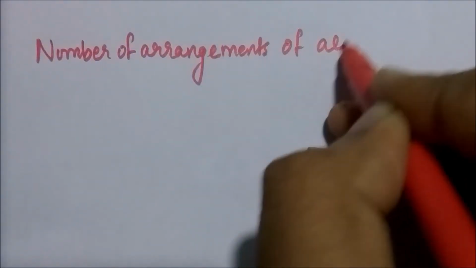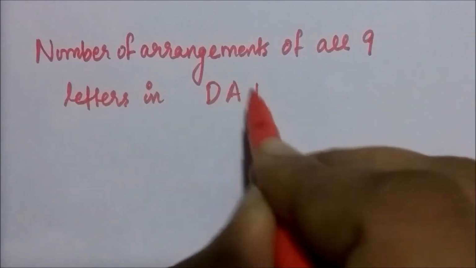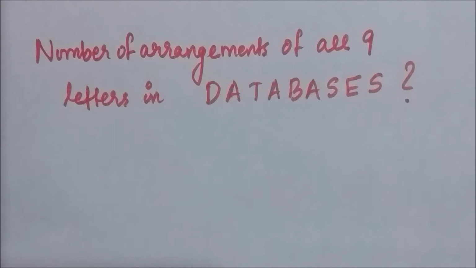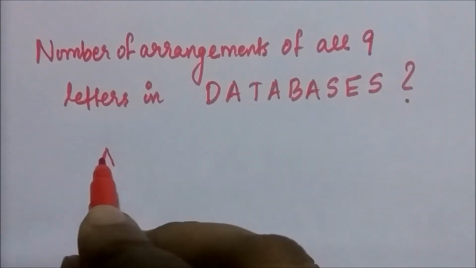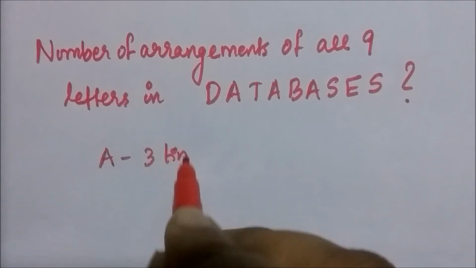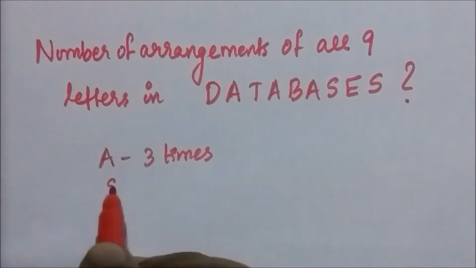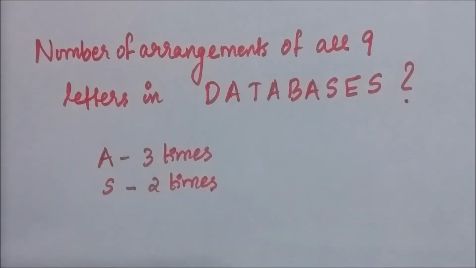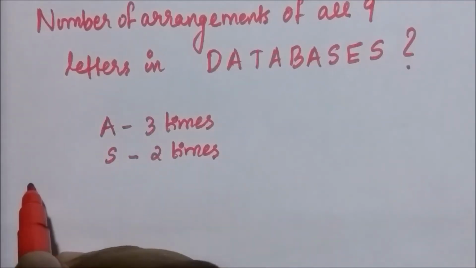Now let's see a similar question. What is the number of arrangements of all 9 letters in the word databases? The word here is databases. We can see that the letter A is coming 3 times. The letter S is coming 2 times. Here we have 3 indistinguishable A's and 2 indistinguishable S's.